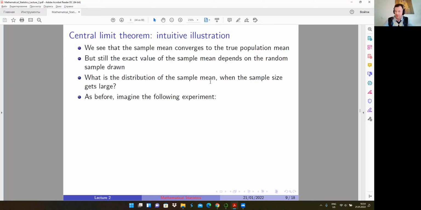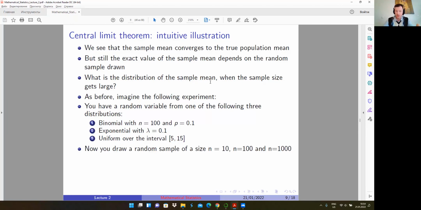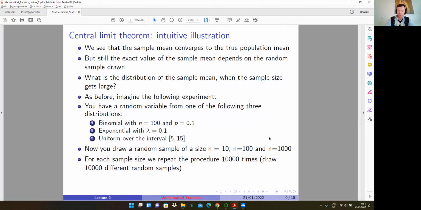Let's make another experiment. Let's take the same three distributions, binomial, exponential, and uniform. But now the experiment will be a little bit different. I will take, let's say, three random sample sizes, 10, 100, and 1000. Okay, so 1000 might be good enough. And then for each size of a random sample, I will do the following.